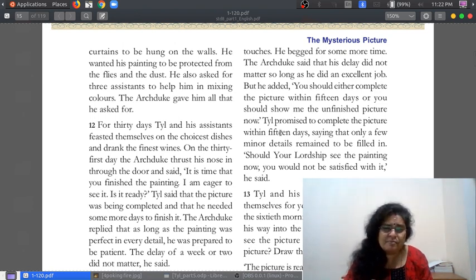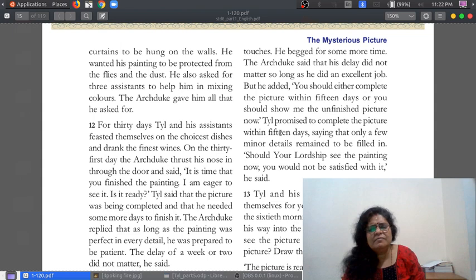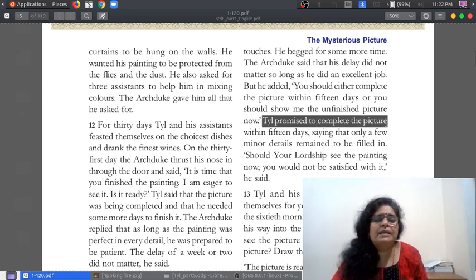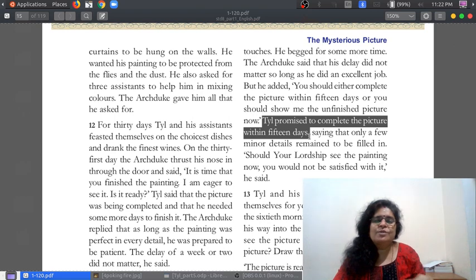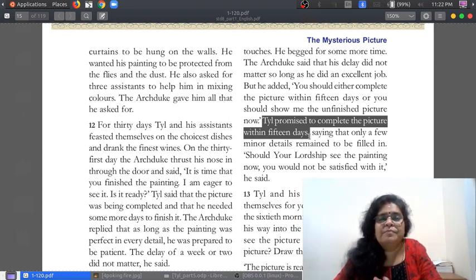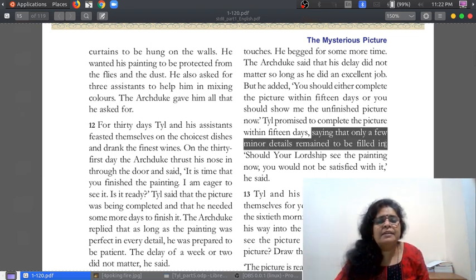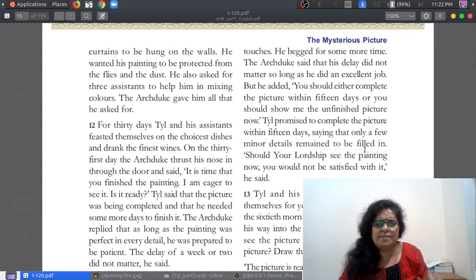Okay. Let us know which is the option Till would like to take. Listen, Till promised to complete the picture within 15 days. So which is the option? Till took the first option, complete the picture within 15 days, saying that only a few minor details remain to be filled in. Minor details, minor, small. Minor, major. Major means big, large. Minor means very small. Very small details remain to be filled in. So there are only finishing touches, that is.